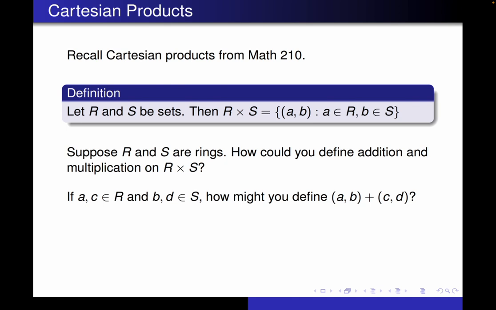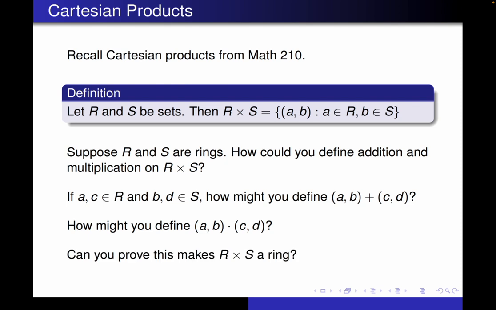How are you going to define the ordered pair (a, b) plus the ordered pair (c, d)? And similarly, how would you define (a, b) times (c, d)? And don't think too hard about it, just use your intuition. What would the most intuitive way to define those things be? And then, of course, you want to see if that makes your Cartesian product a ring. So you're going to want to check all the ring axioms.